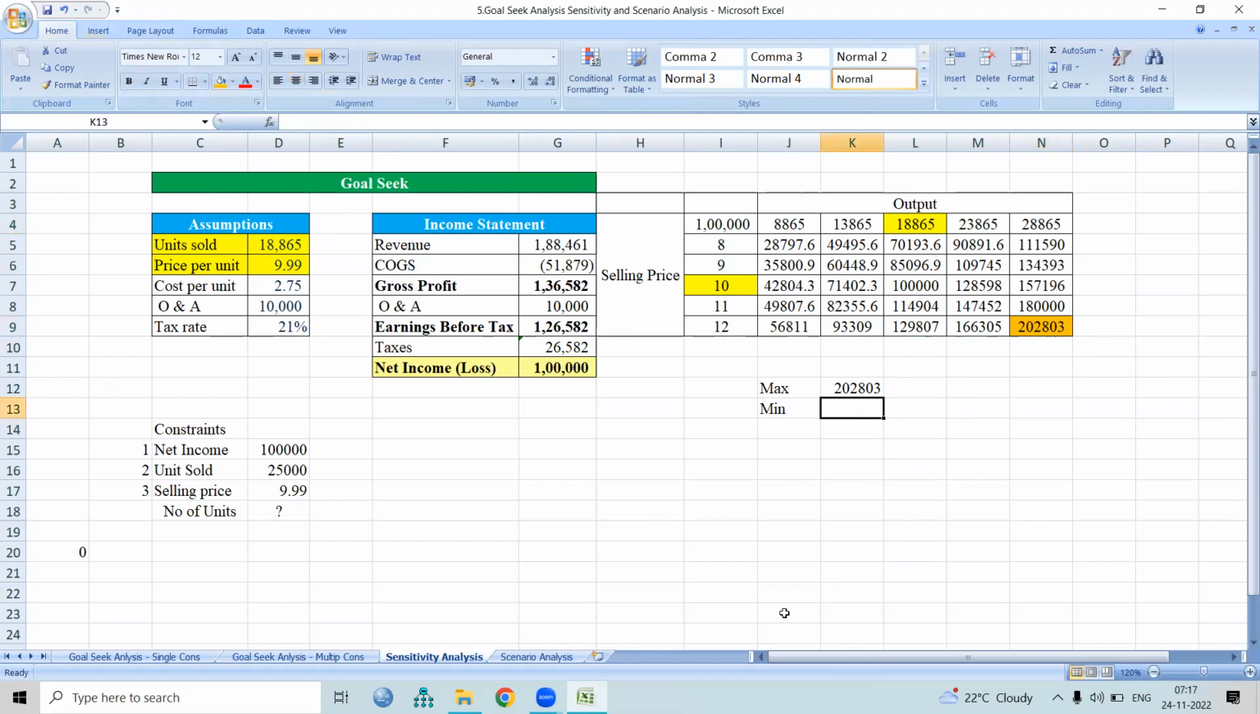Let's find out the minimum value. So the equation for the minimum case is equals min, open the bracket. Select this data J5 to N9, close the bracket, enter. The minimum value is 28,797. That is when the company sells 8,865 units at the rate of rupees 8.